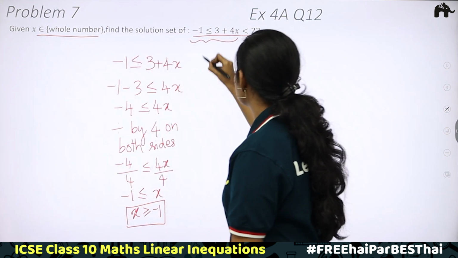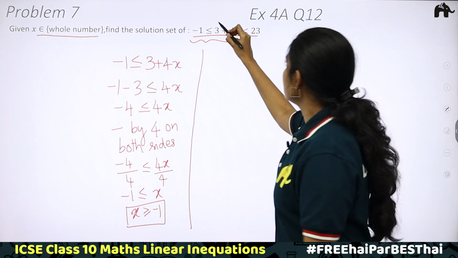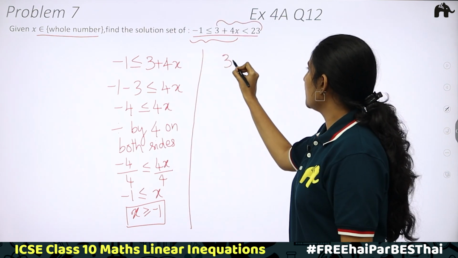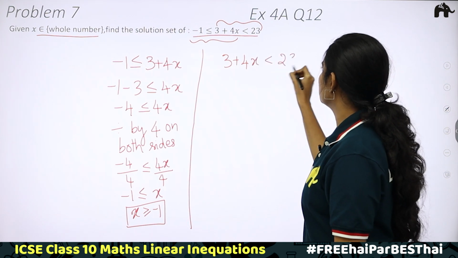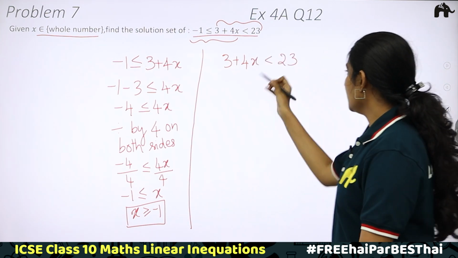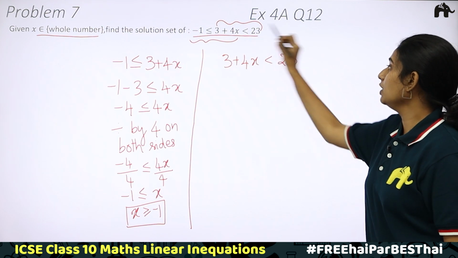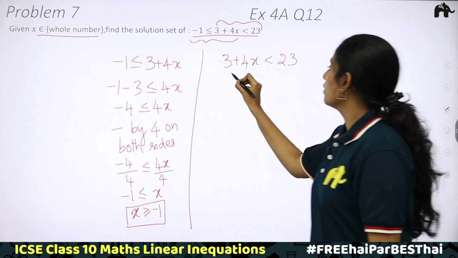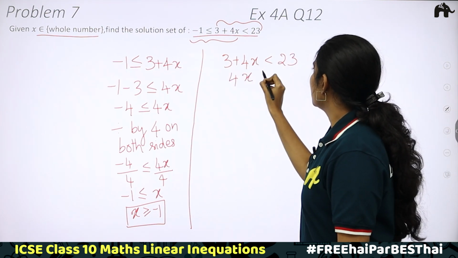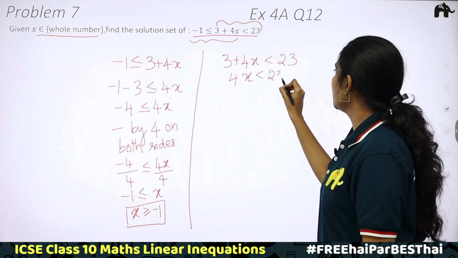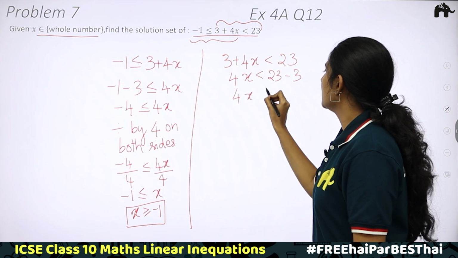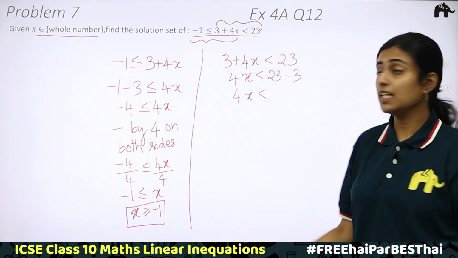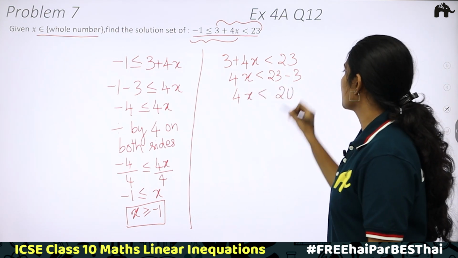Next part. This is the second part. 3 plus 4x less than 23. Now, taking this 3 to the RHS. 4x less than 23 minus 3, 20.